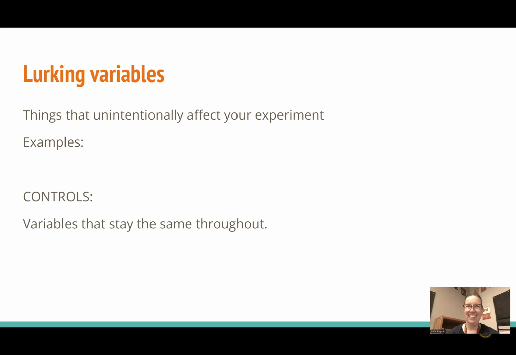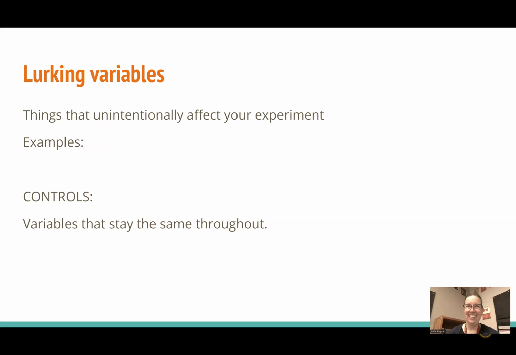Now, lurking variables. You guys already had some great ideas for this. These are things that unintentionally affect your experiment. So as we were discussing in class, the first suggestion was to send a person to the top of Mount Everest and to the bottom of Death Valley and take their weight there, because you would make the assumption, oh, the person's going to weigh the same regardless. But that's not a good assumption, right?